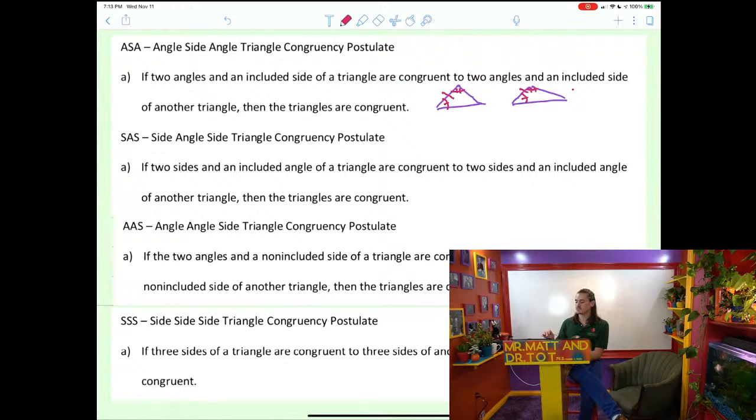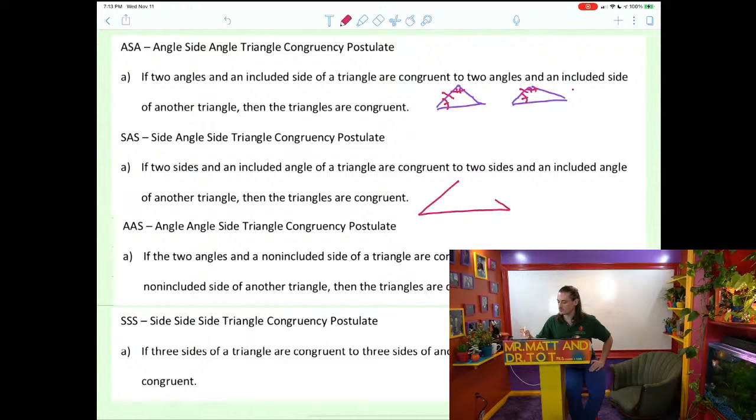The second postulate, we have side angle side. So very similar, just kind of the alternate form. If two sides and an included angle of a triangle are congruent to two sides and an included angle of another triangle, then the triangles are congruent to each other.